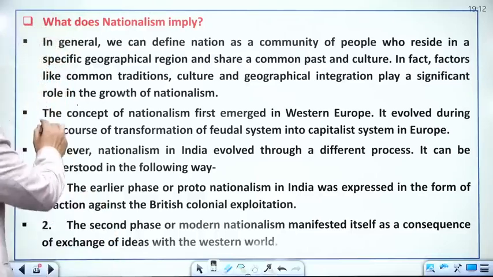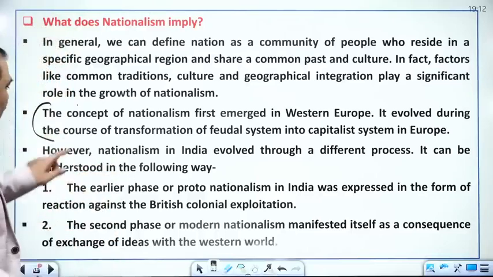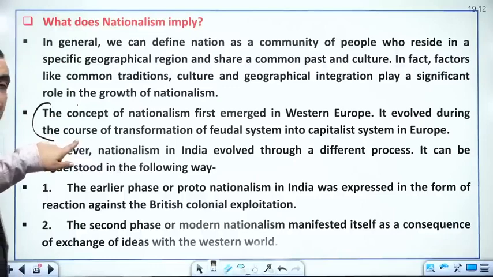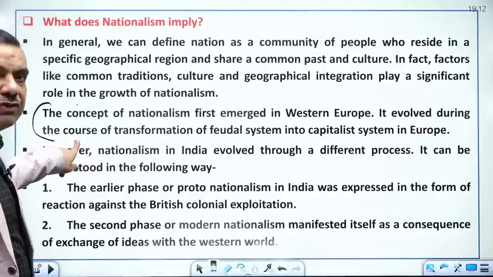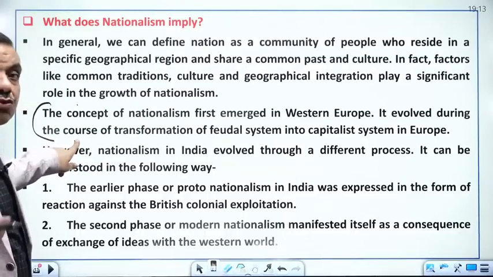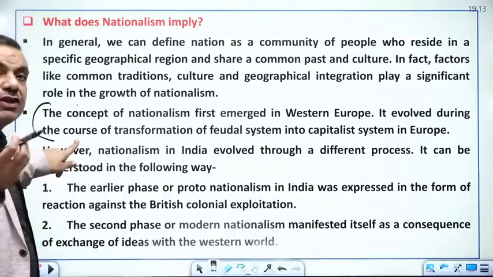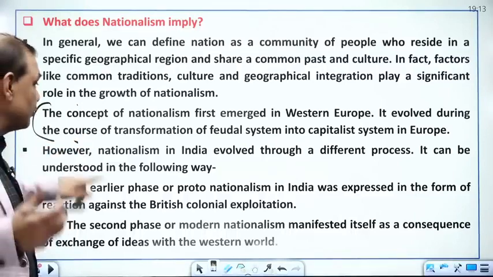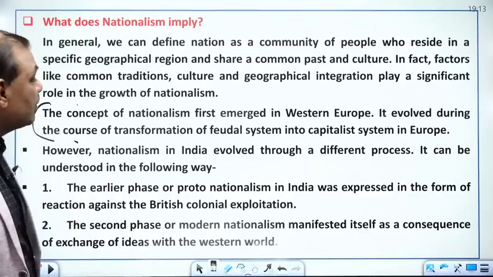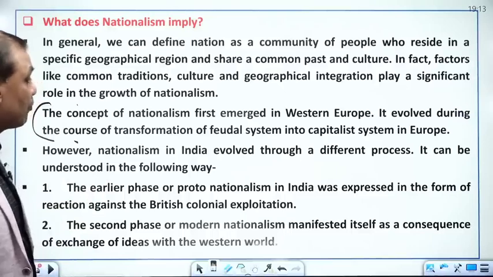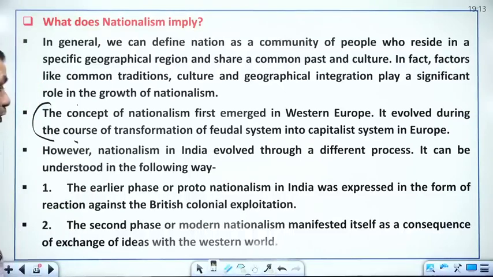But this point is important, which I have just elaborated. Actually, in Europe, when there was the decline of feudalism and rise of capitalism, there was the rise of nation state in Europe as the result of this transformation. However, nationalism in India evolved through a different process. It can be understood in the following way.